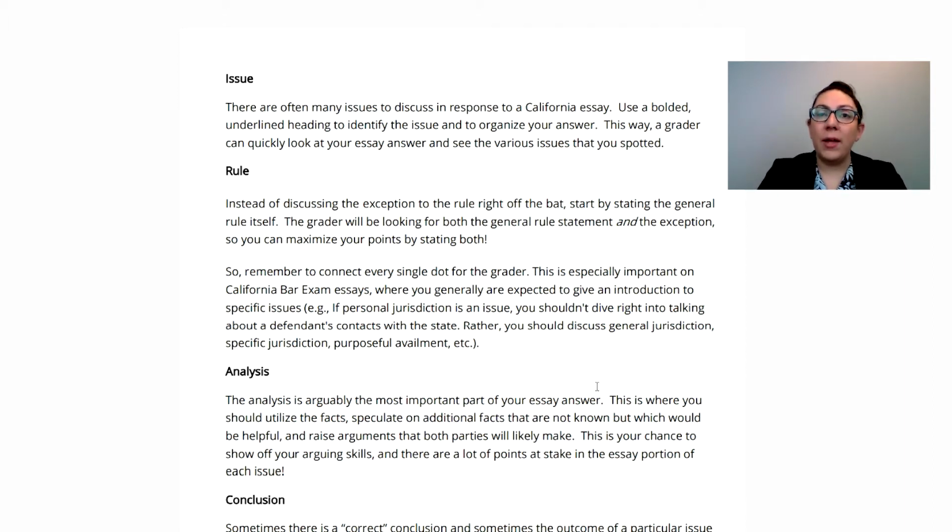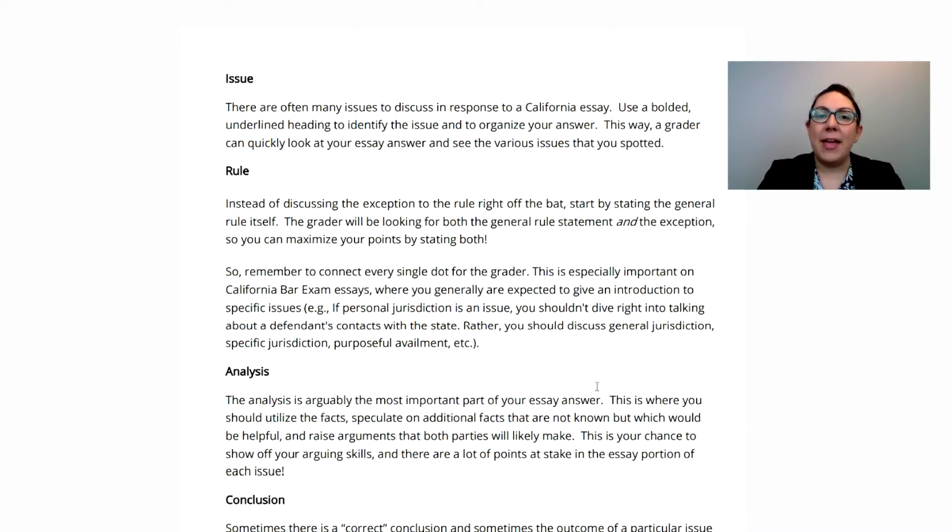They're going to award points for spotting the right issues. So you want to make it clear to them right up front that you've spotted the right issues. So by separating each issue into its own heading that's bolded and underlined and short and succinct so that the grader can quickly glance at that issue and see that you're on the right track is going to make it easier for them to grade, which in turn means more points for you.